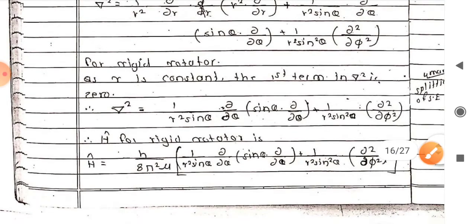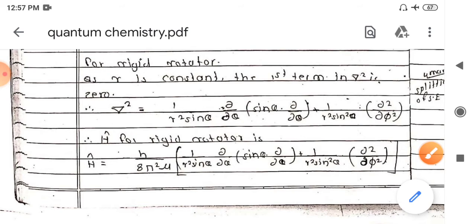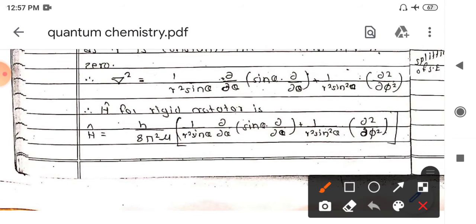Zero. So we can neglect the first term, and our equation changes to grad square equals what? The first term gets neglected, so we are left with only the second term, that is 1 upon r square sine theta del by del theta of sine theta del by del theta, plus 1 upon r square sine square theta into del 2 upon del phi square. So we are left with only the theta and phi terms.